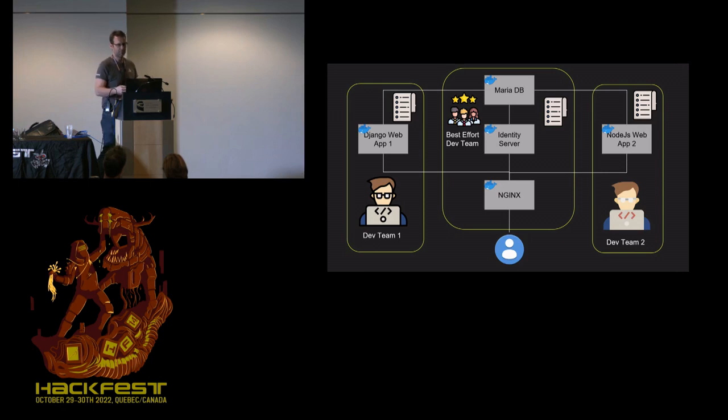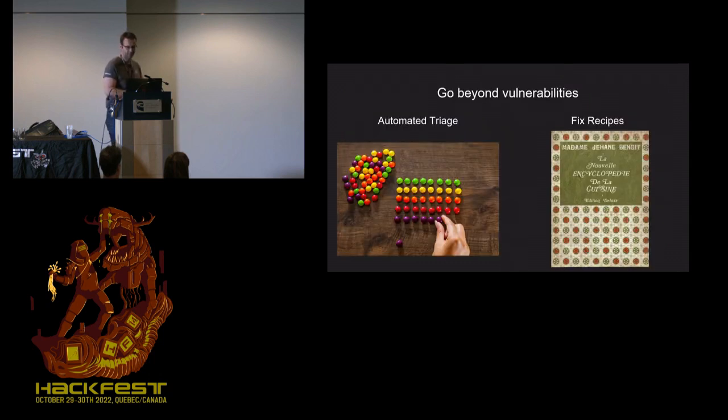But still, there's work to do, because how can we make sure that the fixes they do are understood by the tools? How can we make sure that the recommendations they get from the tools fit their context? So they're still frustrated. So one thing we want to do is go beyond the vulnerabilities and be able to manage that frustration from the developers by having automated triage rules and a shared fix recipe.